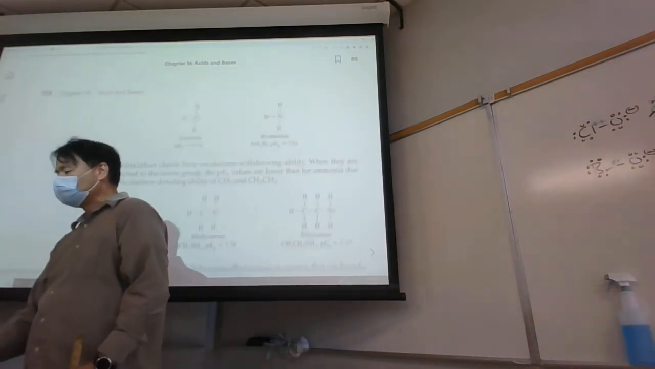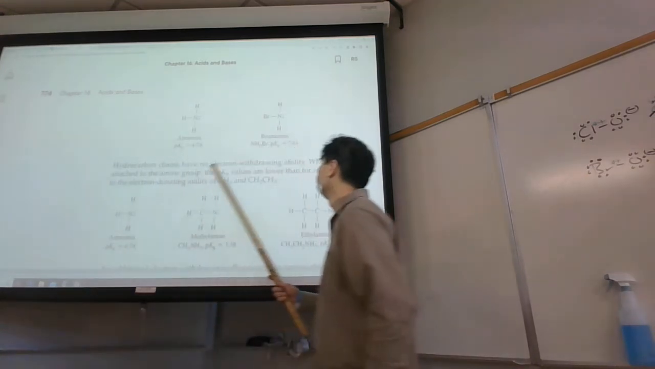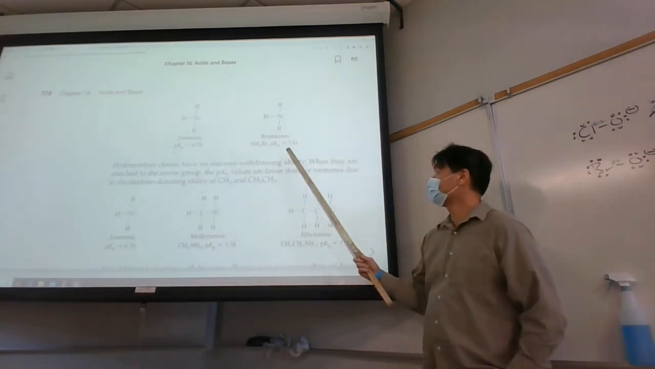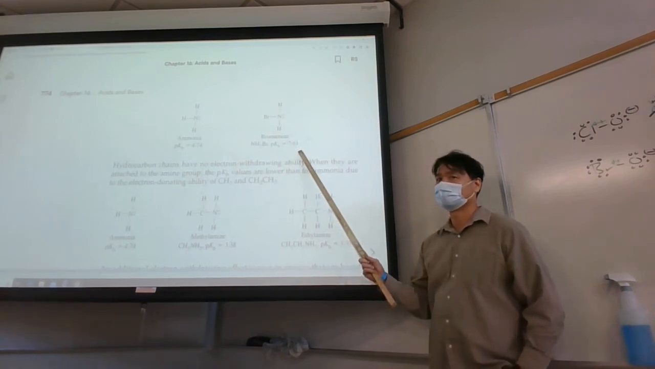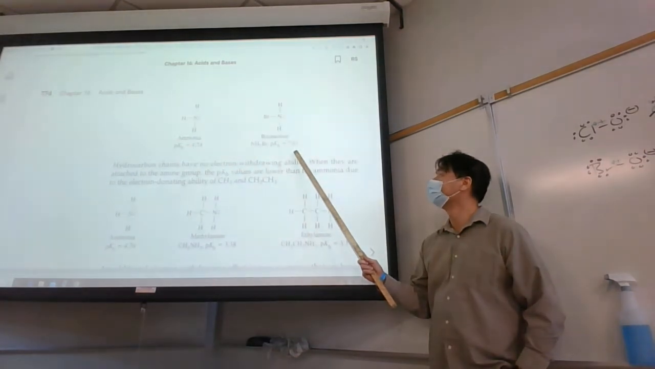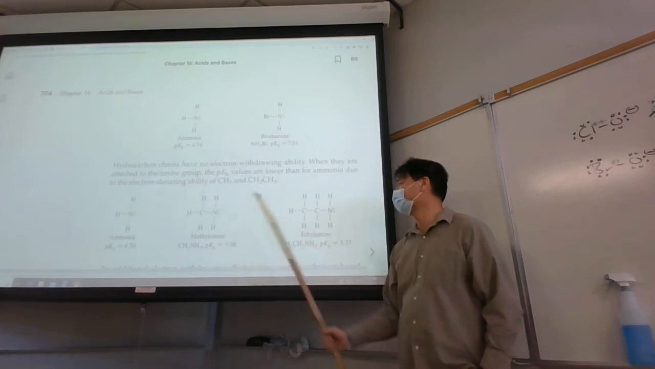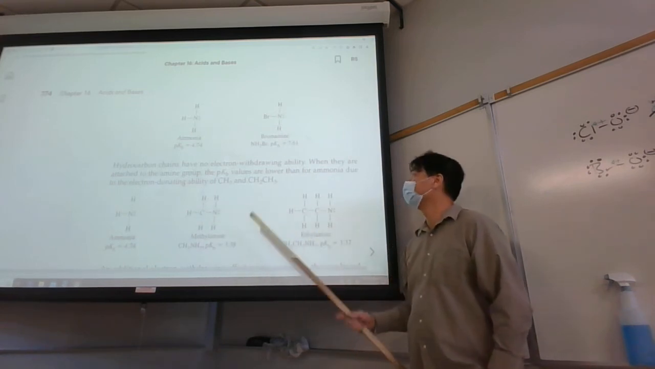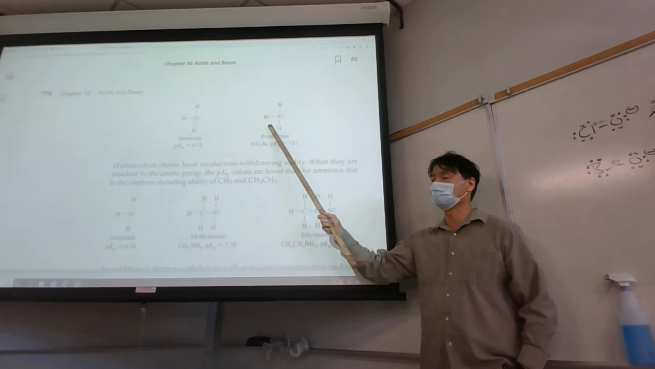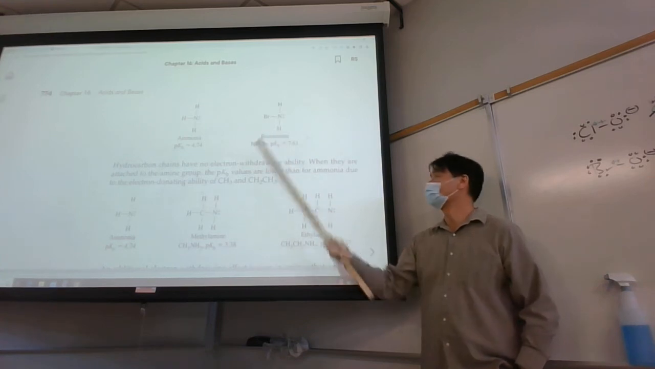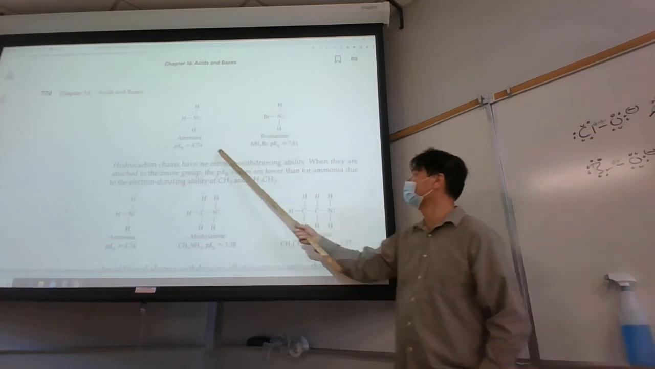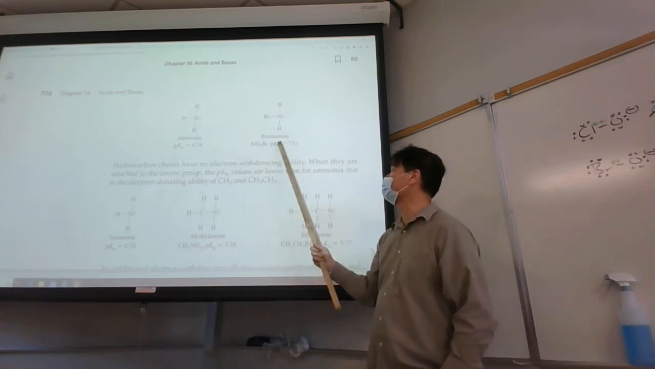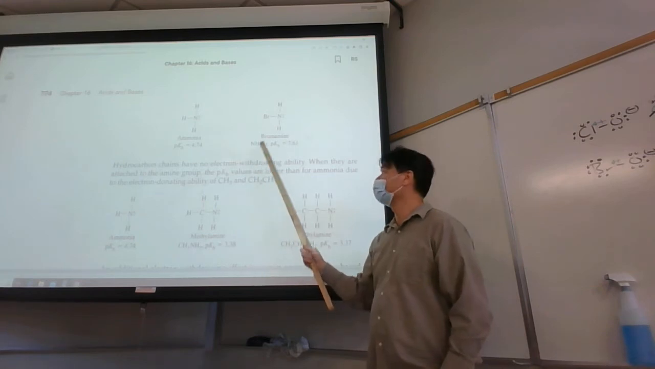How about bromamine? If we look at bromamine, this has a pKb of 7.61. It's not very basic at all. Why? Because to make things more basic, we want electron pushing groups. But bromine is not electron pushing. Bromine is an electron withdrawer. And being an electron withdrawer is going to make it weaker. And so this is about 3 orders of magnitude, about 1,000 times weaker base by having that.